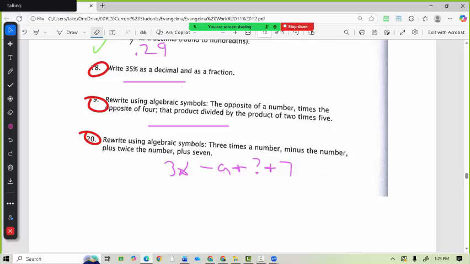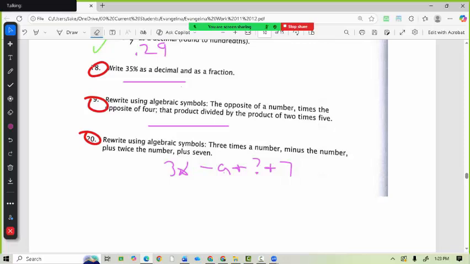Write 35% as a decimal and as a fraction. So for this one, remember 35% means 35 out of 100. So we can write that as 35 over 100. And then as a decimal, that's going to look like 0.35, and we want to make sure that the 5 ends in the hundredths place value.